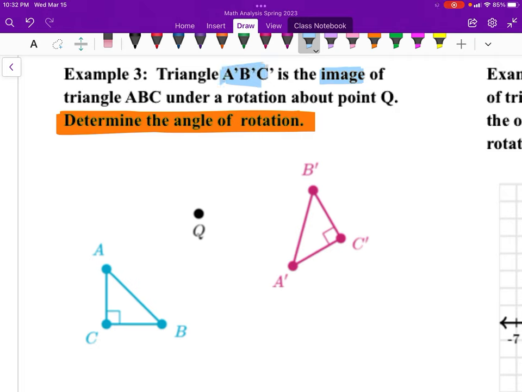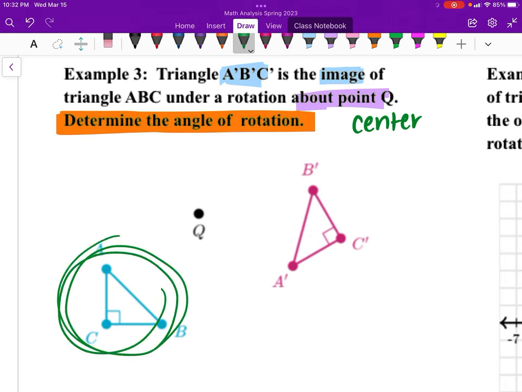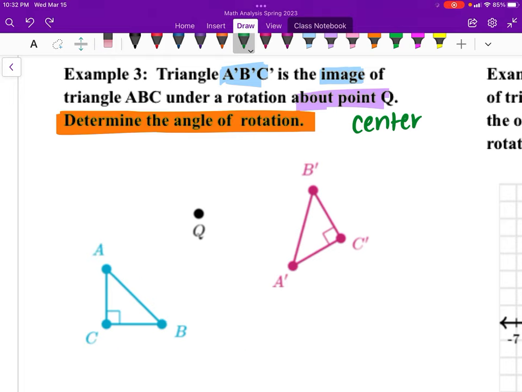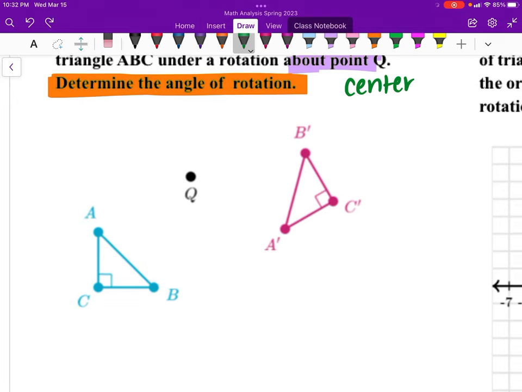First thing, we obviously know that the center is going to be Q. Center is Q because it says it's rotated about point Q, which means that is the center. That there is our center. So you're going to choose a point from your original one, and you're going to see how you can go to the new one. So let's say I want to choose A. Let's go ahead and choose A, and I'm going to connect the line from point A to point Q, which is our center. And I'm also going to do that with A prime.